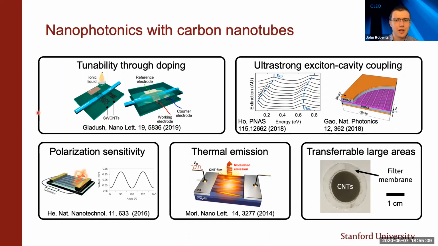First, we can change the carrier concentration in carbon nanotubes through either doping or gating. In aligned carbon nanotubes, it's also possible to achieve ultra-strong exciton cavity coupling either with an intrinsic carbon nanotube plasmon or with an external cavity. Globally aligned carbon nanotubes can also be used for polarization-sensitive photodetection. Carbon nanotubes are suitable for thermal emission because they have a low thermal mass and good stability at high temperatures. And finally, because the vacuum filtration process creates a large area film with easy transfer to arbitrary substrates, it's a very flexible platform to work with.